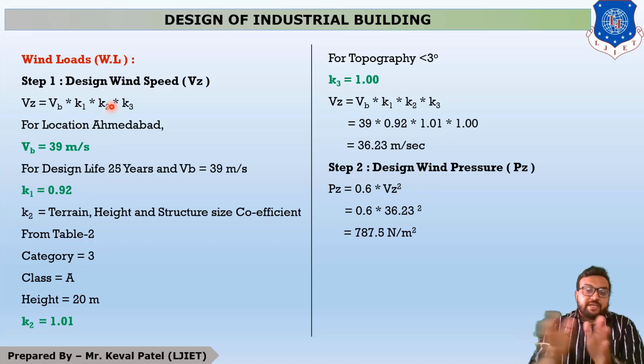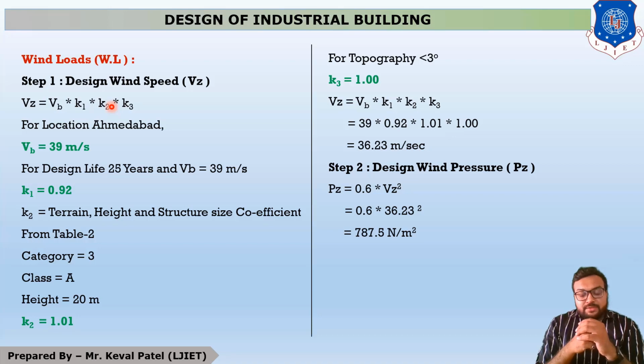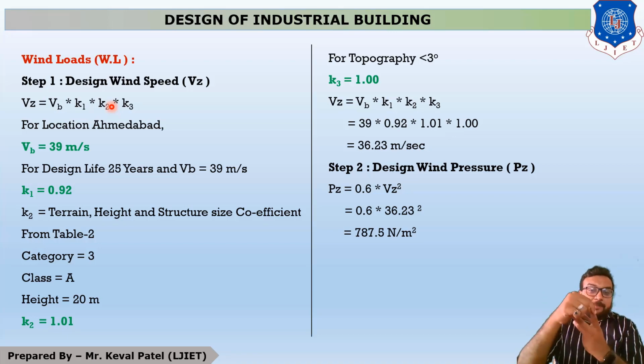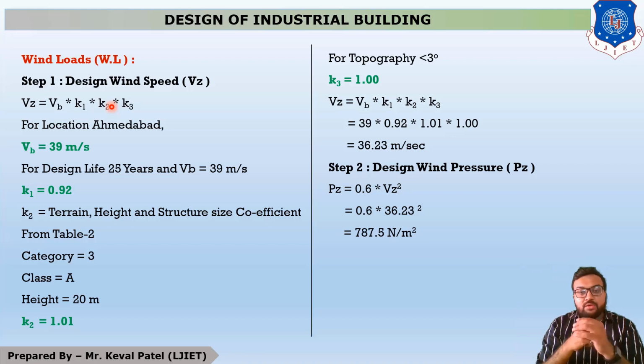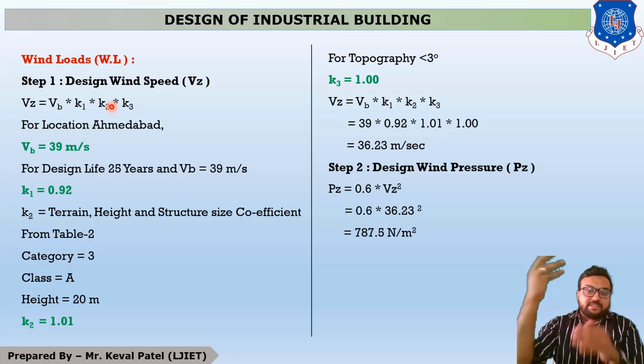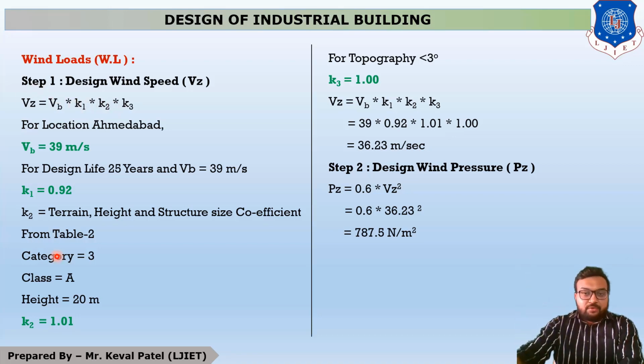Now K2 is terrain height category. So students, in this example, category 3 is given, class A is also given. So generally there are three different values, 10, 15 and 20. But there is no height column divided over here. So we have to find out the value for 20 meter, which is the maximum value. Okay, so you can see that on table number 2, which is given on page number 12, for category 3 class A and for height 20 meter, your value of K2 is 1.01.